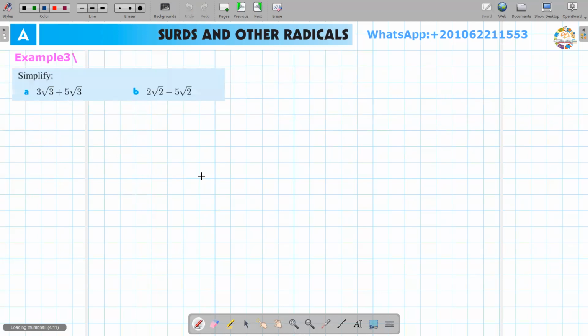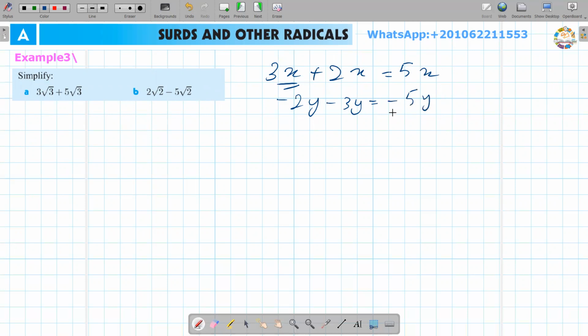Okay, what about this question? It says simplify. Obviously, if you have, for example, 3x, you can add it to 2x and it becomes 5x. What if you have negative 2y and negative 3y? If you add these values, it becomes negative 5y.